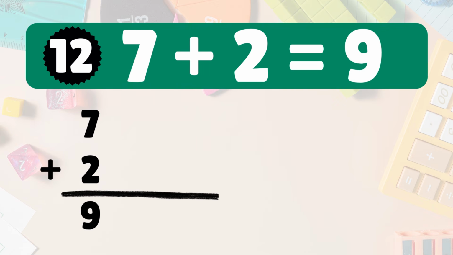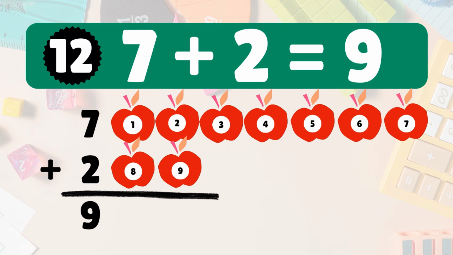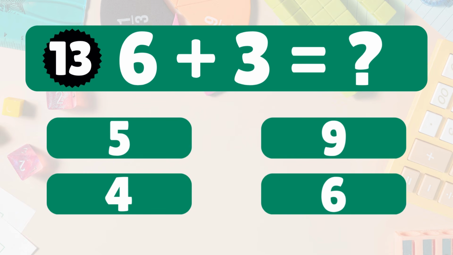7 plus 2 is 9. Here we have 7 apples. Add 2 more. Let's count together. 1, 2, 3, 4, 5, 6, 7, 8, 9. So 7 plus 2 is 9. Amazing. Great job. Next 6 plus 3 equals what?